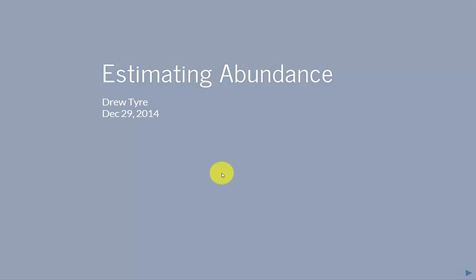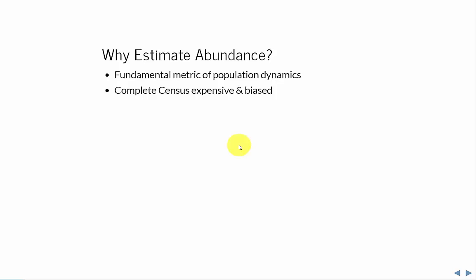This series of lectures has to do with Module 1 in NRES 450, Biology of Wildlife Populations. In this section, we're talking about estimating abundance. Why do we estimate abundance?